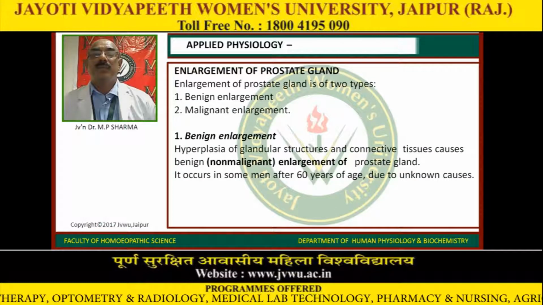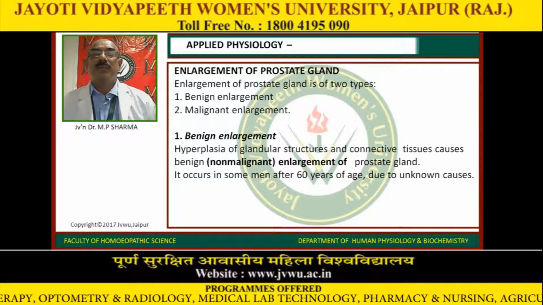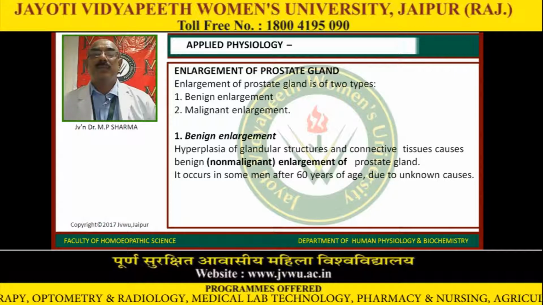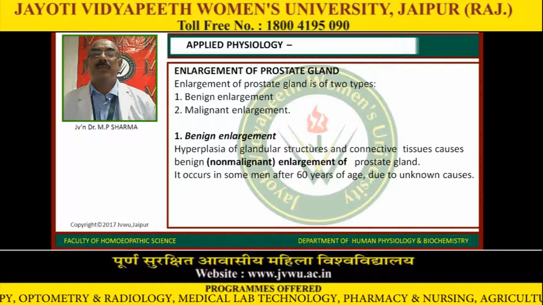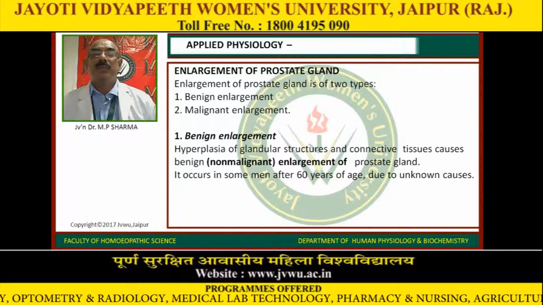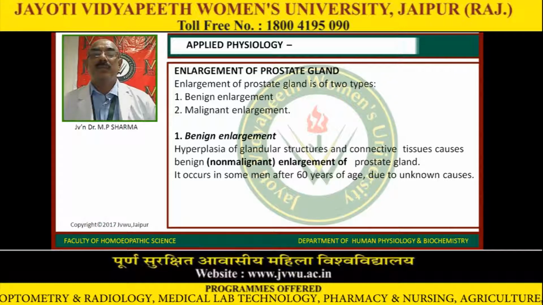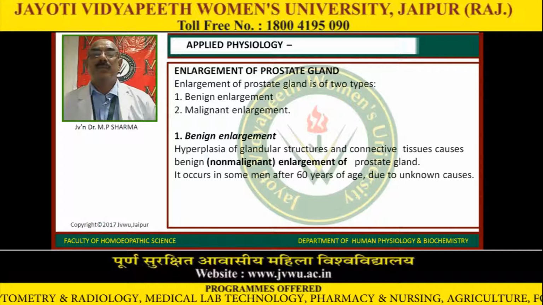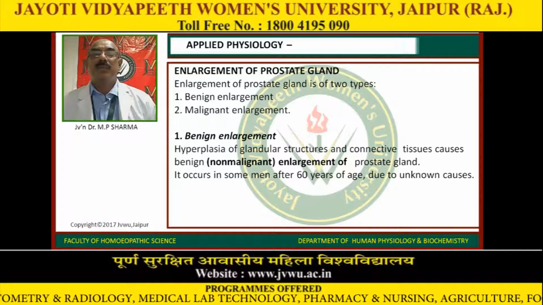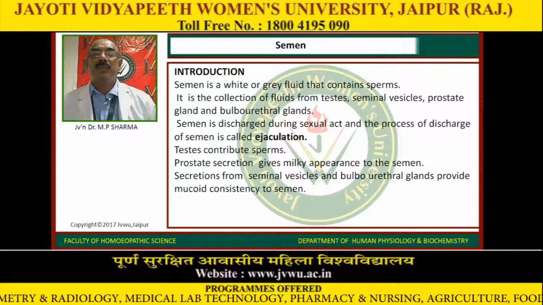Now, applied physiology. Enlargement of the prostatic gland is of two types. Number one, benign enlargement. Second, malignant enlargement. Benign enlargement: hyperplasia of the glandular structure and the connective tissues causes benign non-malignant enlargement of the prostatic gland, and it occurs in some men after 60 years of age due to unknown causes.